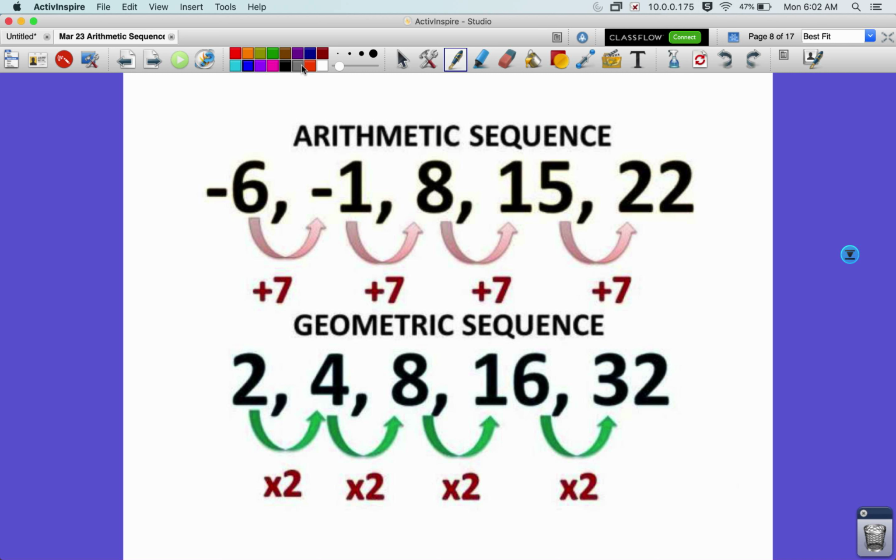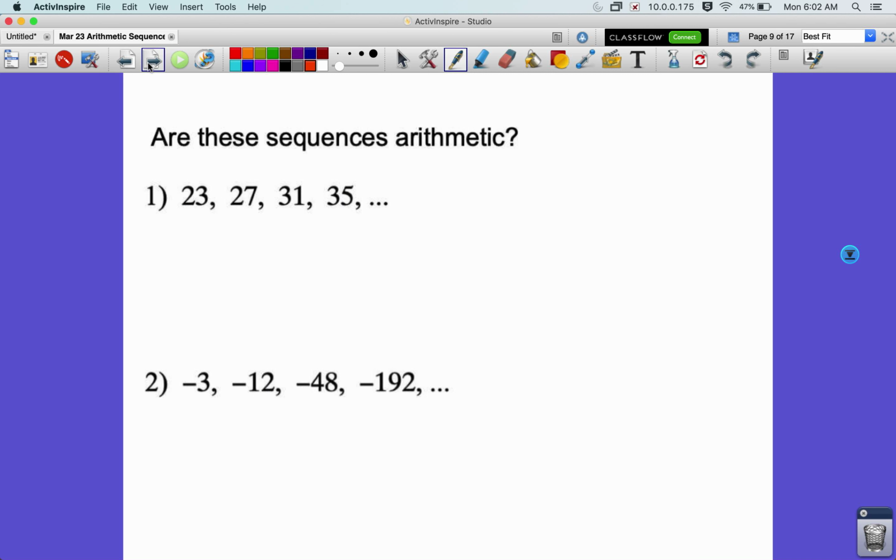But there's also another type of sequence called a geometric sequence. This is changing by a fixed amount, but it's multiplying. 2, 4, 8, 16, 32. We're multiplying by 2 each time. So that's not arithmetic. It's not adding the same amount each time. It's multiplying by the same amount each time.